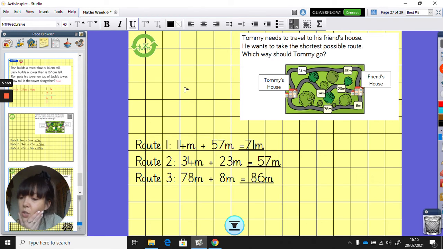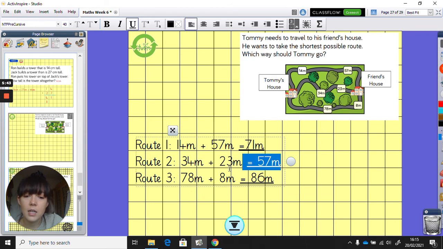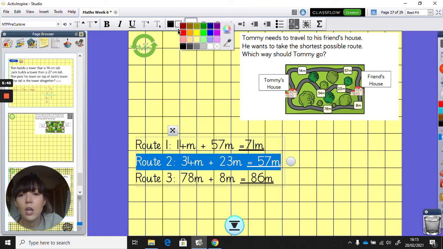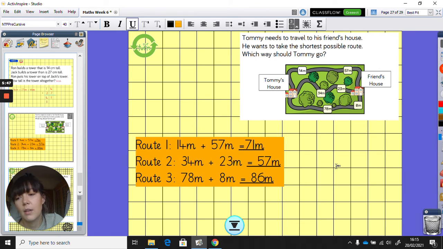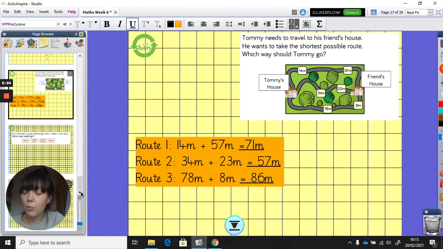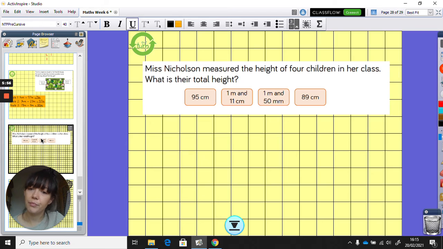So which way should Tommy go if he wants to go the shortest amount? You're correct. He would go route 2. That would be the answer, okay? Now there were quite a lot of steps in that one, so don't worry if you found it a bit tricky. We're going to go one more and then we're going to have a go on our own.